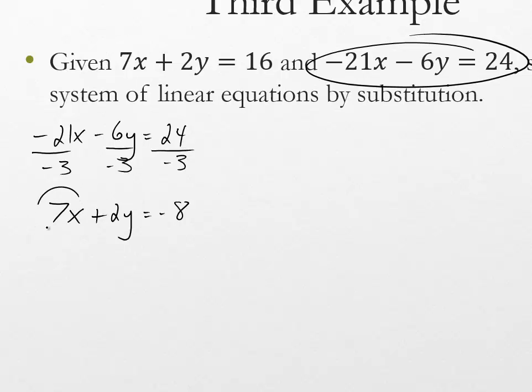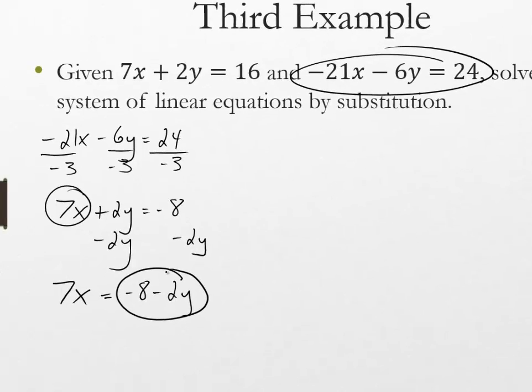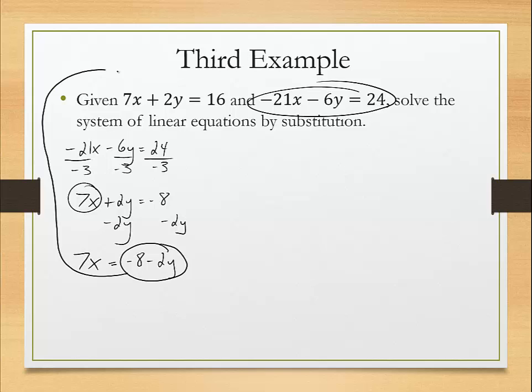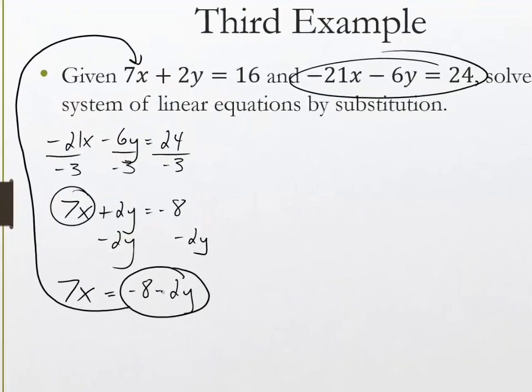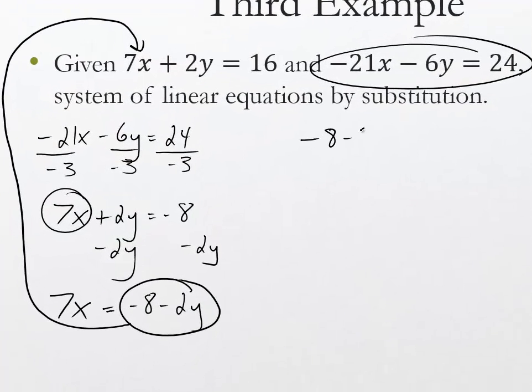Let's solve for this 7x. And in order to do that, we need to subtract 2y from both sides. And we'll get 7x equals negative 8 minus 2y. Now we can take this negative 8 minus 2y and replace this 7x with that, because 7x equals negative 8 minus 2y. So let's go ahead and do that. Let's write it out. We'll have negative 8 minus 2y for 7x, and then plus 2y equals 16.